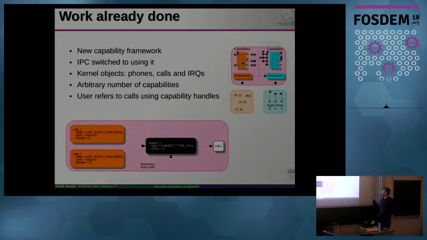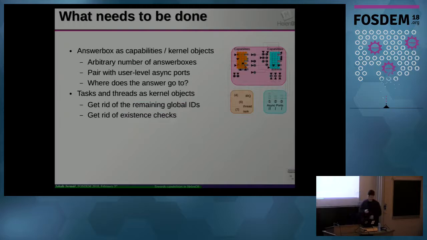Related to having only one answerbox, in this current situation we still need to use the capability which points to the phone, and a global number which identifies the service or the object in the server. It's slightly better than it used to be a year ago, but it's still not good enough. And we would like to have something like that.